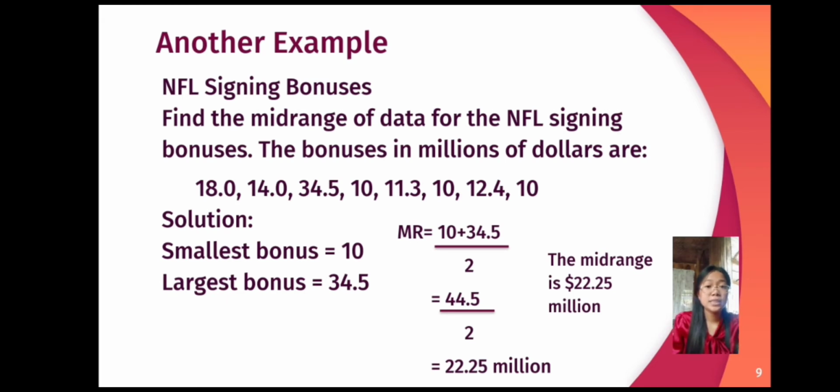So we will add them. $10 million plus $34.5 million would equal $44.5 million. We will divide it by 2 to get the average. It would equal $22.25 million. So our mid-range here is $22.25 million. Notice that the mid-range is larger than 7 of the 8 amounts and it is unusual for the average of the bonuses. It is because there is one very high bonus, which is the $34.5 million.